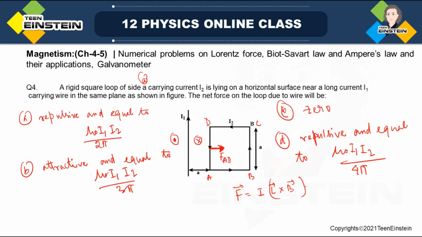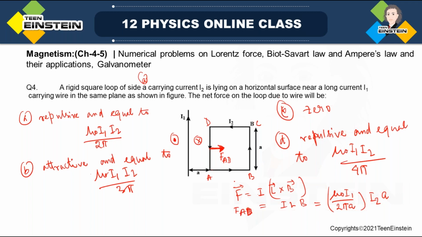Direction we have got, we will just deal with the magnitude now. Magnitude I L B, here I L B. So what is L? L is the length A. What is I? I is the current in this particular side AD. And what is the magnetic field? The magnetic field produced by this current carrying wire is mu 0 I1 by 2 pi A at a distance A away. And this I is I2 and L is A. So this is the magnetic force, F AD.